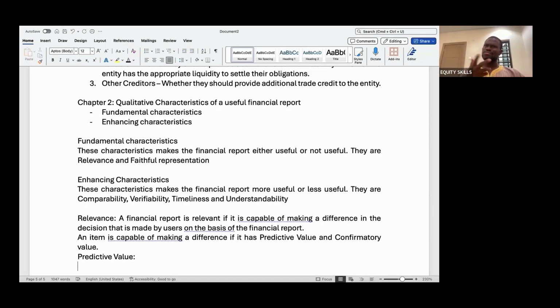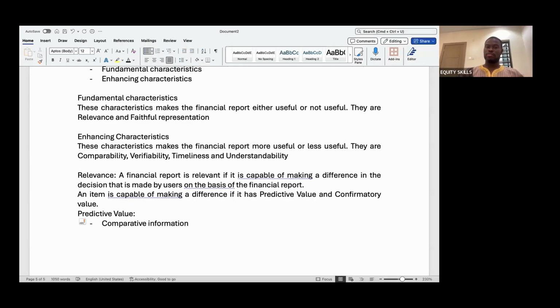Because when we say, how can we use financial reports to make predictions? What is there in the financial reports that will let us make predictions? I mean, there is a lot that is there. Number one is comparative information. When we present our reports, we usually prepare two years, the immediately preceding and the current year. That alone shows you clearly that you can use it to make predictions.